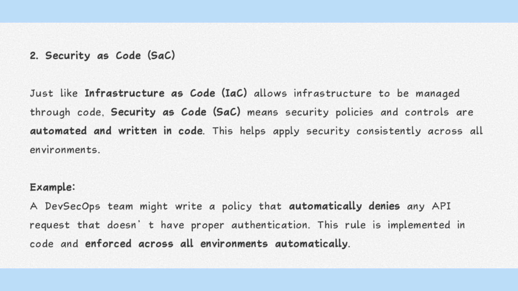Example: a DevSecOps team might write a policy that automatically denies any API request that doesn't have proper authentication. This rule is implemented in code and enforced across all environments automatically.